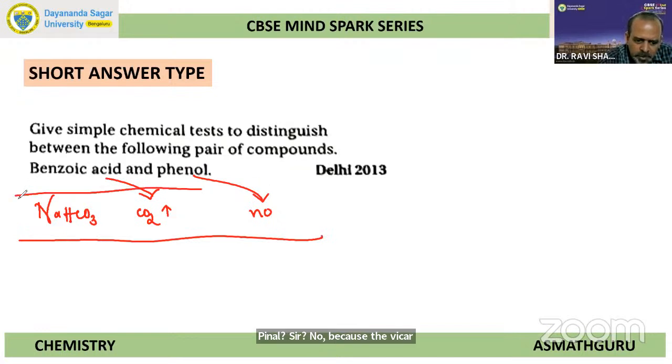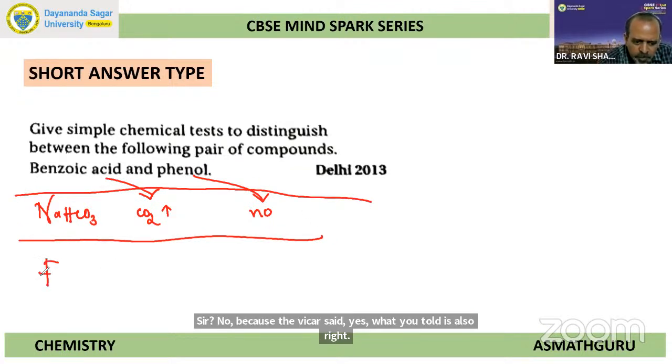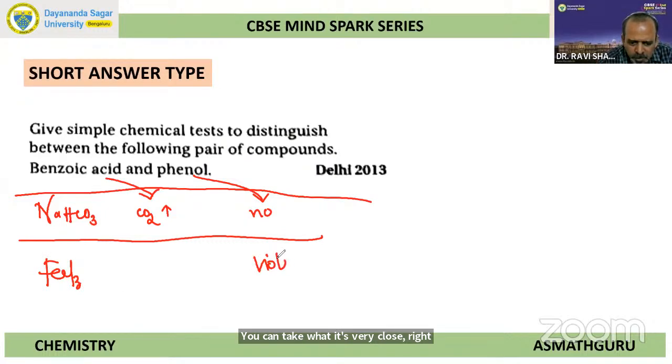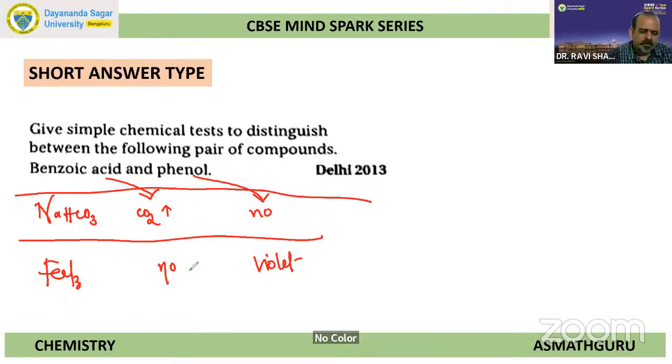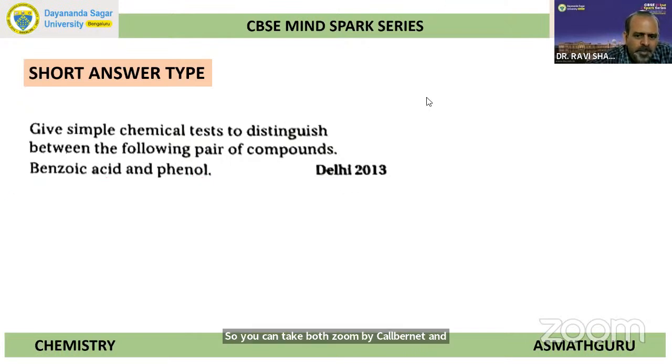Yes, what you told is also right. You can take ferric chloride. Benzoic acid gives a violet color. With phenol, no color, or a buff color sometimes. So you can take both the sodium bicarbonate and ferric chloride tests.